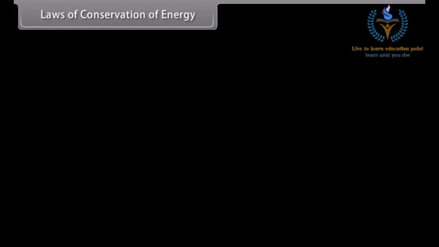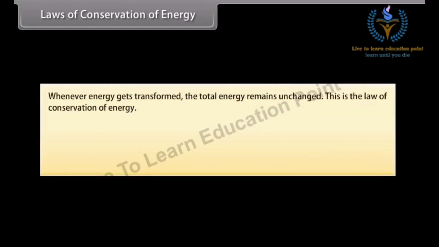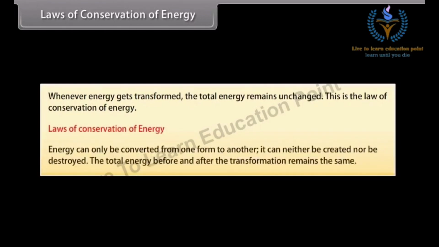Law of conservation of energy. We now know that energy can be changed from one form to another. Whenever energy gets transformed, the total energy remains unchanged. This is the law of conservation of energy. According to this law, energy can only be converted from one form to another. It can neither be created nor be destroyed. The total energy before and after the transformation remains the same.